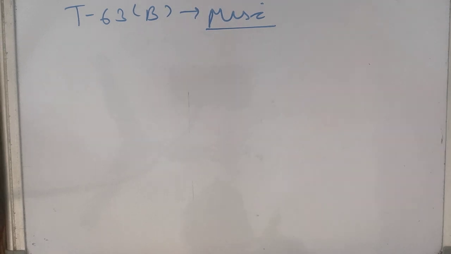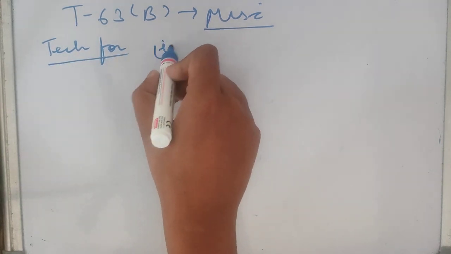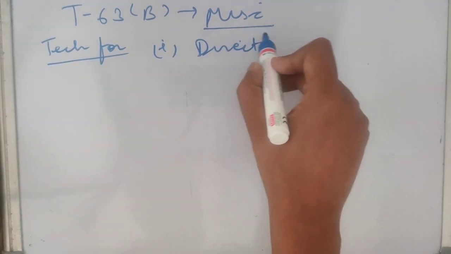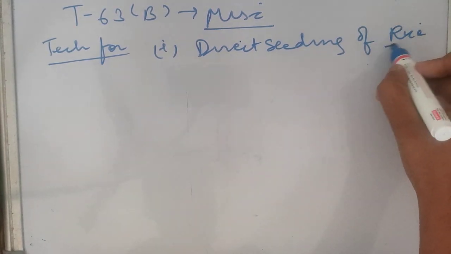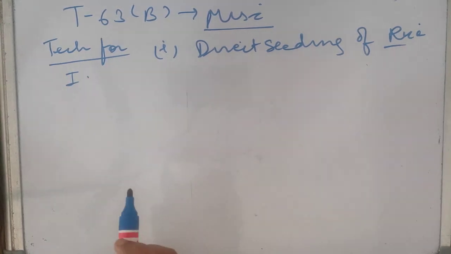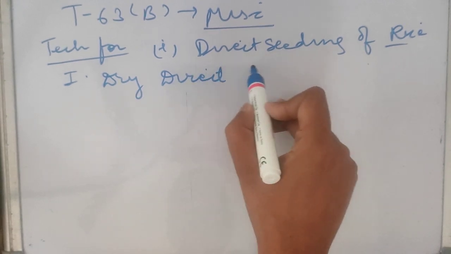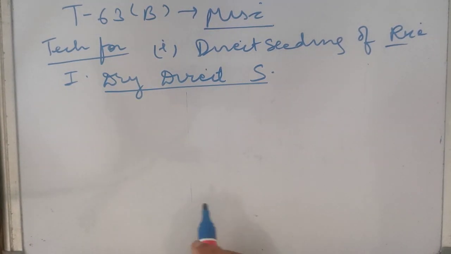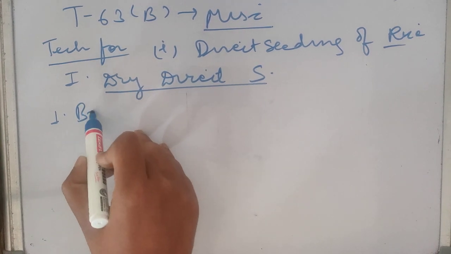First of all, we will discuss technologies for direct seeding of rice, or what you can say is methods of direct seeding of rice. First one is dry direct seeding. Here the seed bed, or what you can say surface, is dry. So first of all, you can use broadcasting.